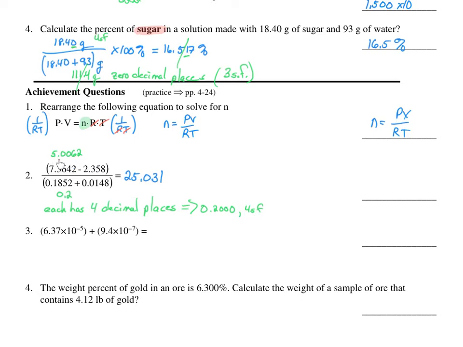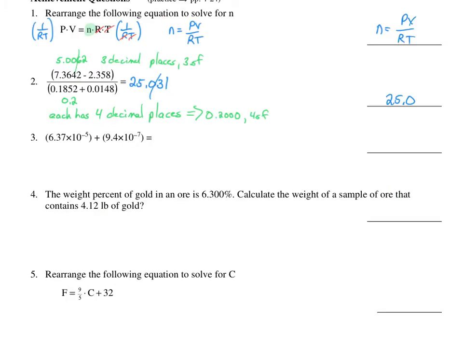In the numerator, here's our calculator result. This has 3 decimal places. This has 4. So in the numerator, we are limited to 3 decimal places. And that's going to result in a number that has 3 sig figs. So 3 sig figs in the numerator, 4 sig figs in the denominator, so we're limited to 3 sig figs in our final answer. That's 25.0.